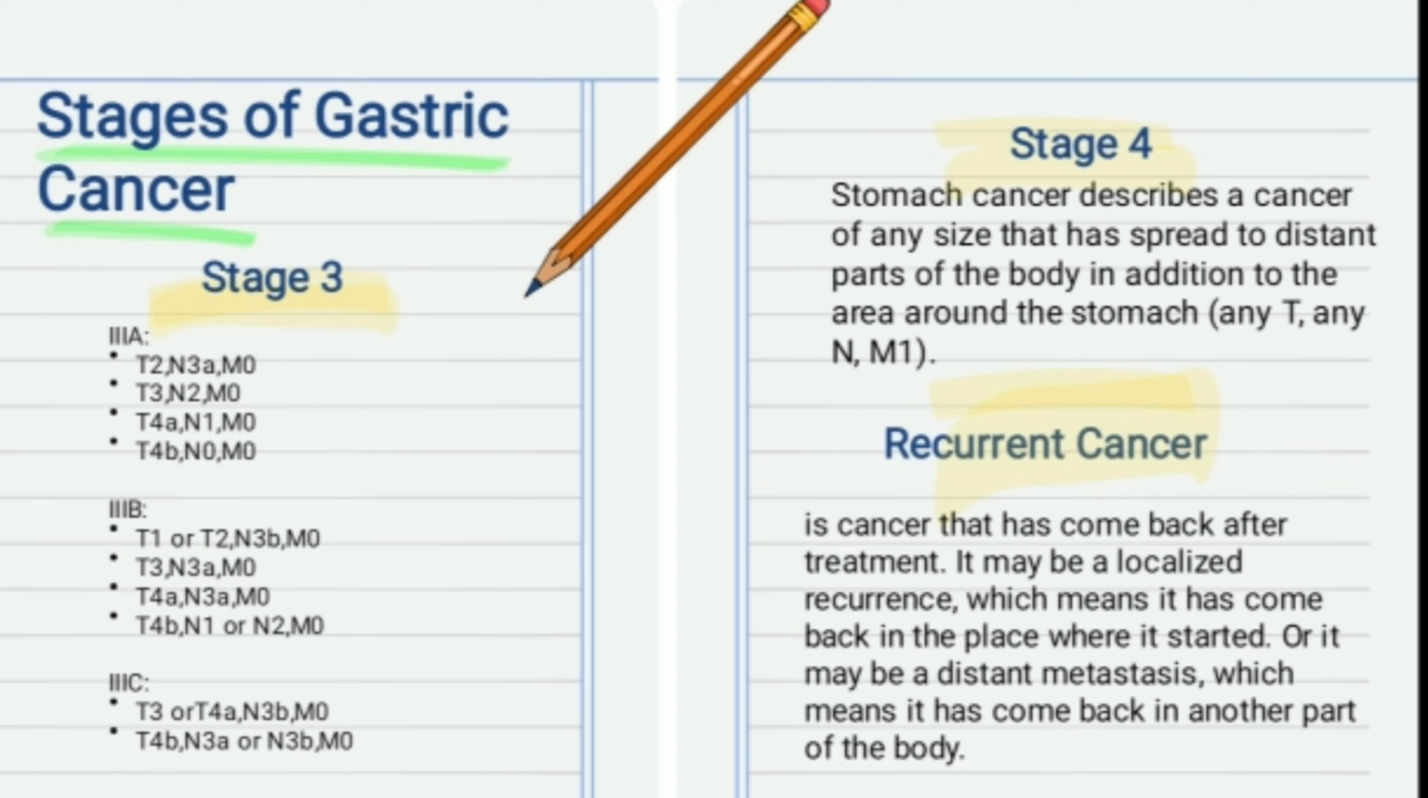And there's what we call recurrent cancer, meaning the cancer that has come back after the treatment. It may be a localized recurrence, which means it has come back in the place where it started, or it may be a distant metastasis, which means it has come back in another part of the body. So those are the stages of gastric cancers.